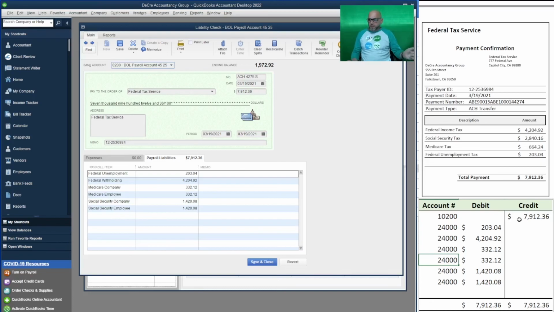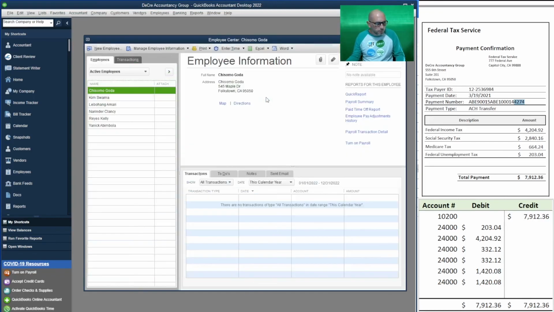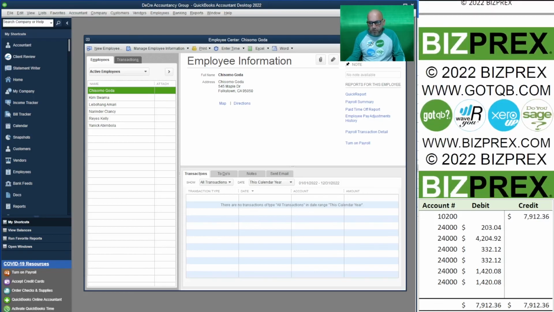There it is. Debits and credits are in balance, right? Each one of these is a debit to account 24,000, and then this is a credit to account 10,200. Why? Because 10,200 is an asset. Assets are reduced when credited, and then 24,000 account, again, even though they're not shown here, it's a liability, right? Liability is reduced when debited. And that's what we're doing. We're reducing our payroll tax liability by paying it out of our bank account. Okay. Let's do just this one thing. And close, yes. All right, we're done with our payroll for March.